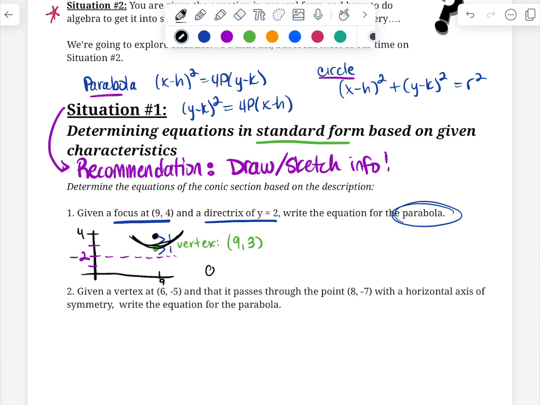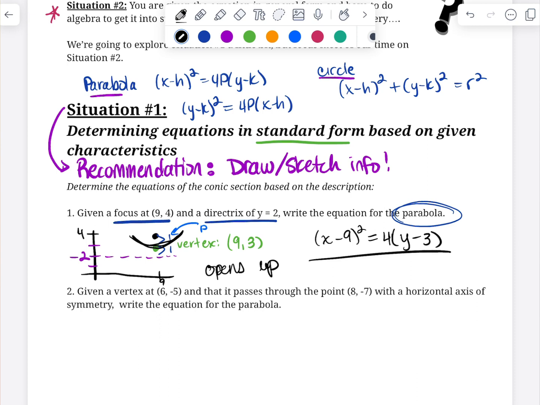I know an upward-facing parabola has to be x squared, so that's going to be x minus 9 squared, equals, and then that distance, like this distance right here, has to be p. So that means it's going to be times 4, because 4 times 1 is 4, times y minus 4. I'm sorry, not y minus 4, y minus 3 from our vertex. And you don't need to distribute the 4. You should just leave it just like that.